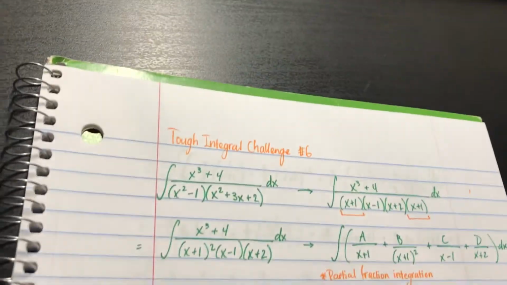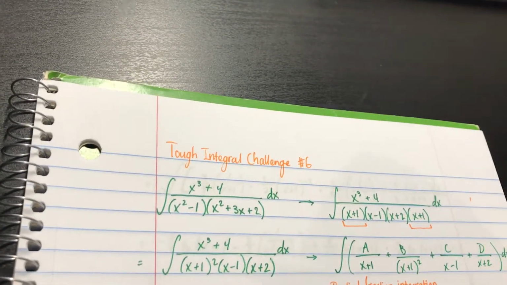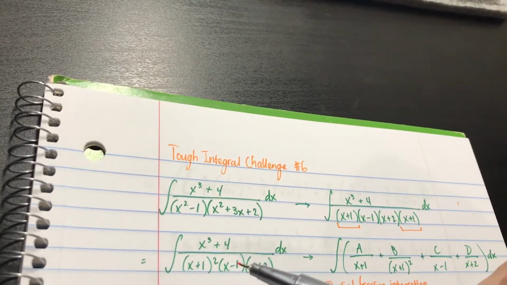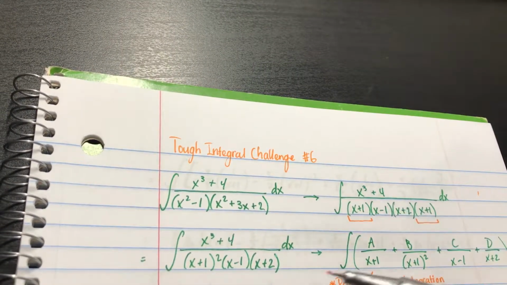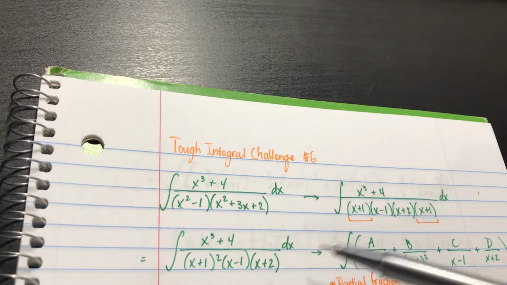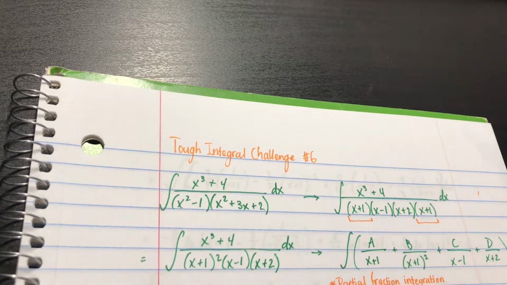Now, you'll notice that if we combine these two x plus 1 terms in the denominator, we can simplify the equation further so that we have the integral of (x cubed plus 4) over (x plus 1) squared times (x minus 1) times (x plus 2) dx. And here's really where the partial fraction integration begins.